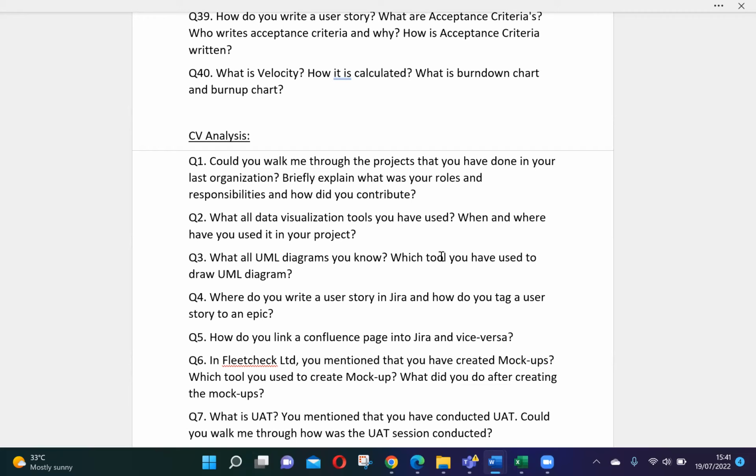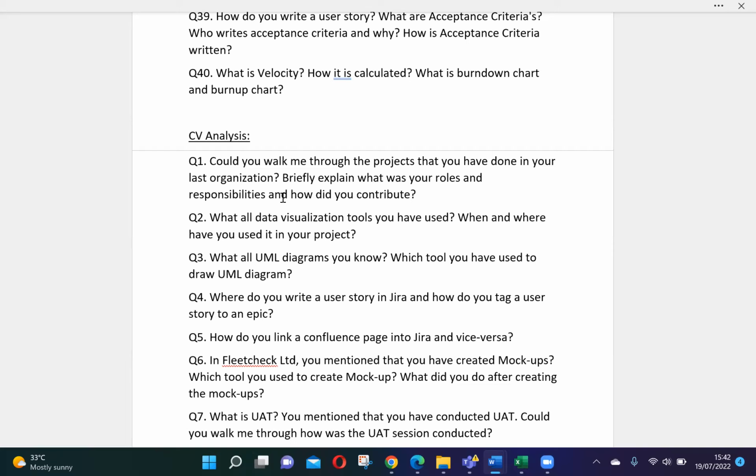What all UML diagrams do you know? Which tool have you used to draw UML diagrams? I know use case diagrams. Process maps are not UML diagrams. The UML diagrams are: use case diagram, class diagram, activity diagram, entity relationship diagram, data flow diagram, sequence diagram, context diagram. So read something about UML diagrams.